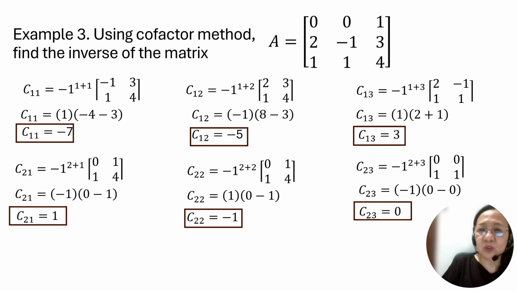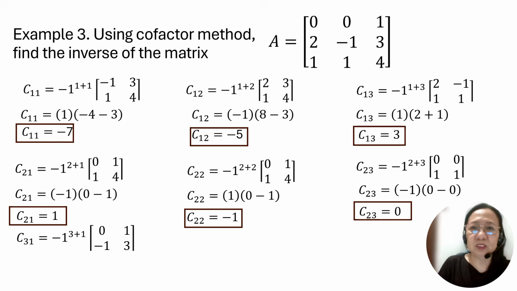Let us proceed to the third row. So the first number is 1. What will be the sign first? Negative 1 is raised to 3 plus 1. Then slash the third row, slash the first column where 1 is located. So what is left now is 0, 1, negative 1, 3. Then, simplifying.